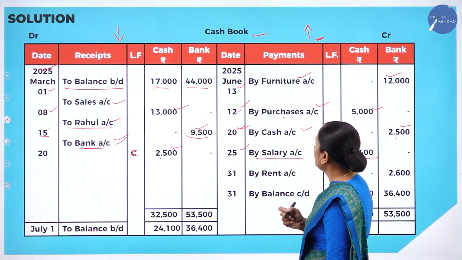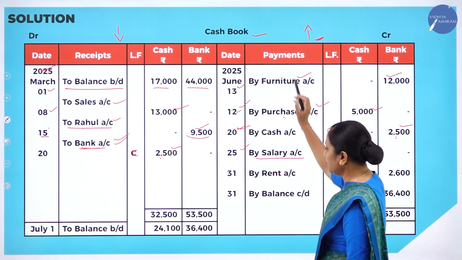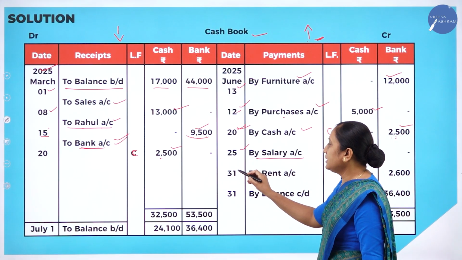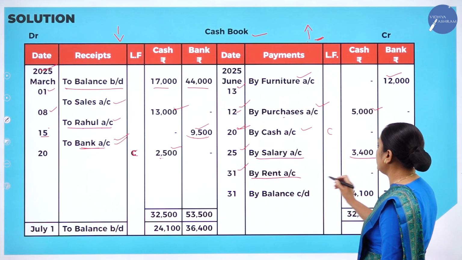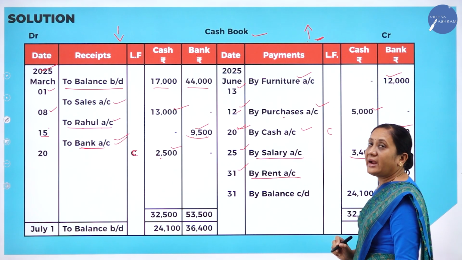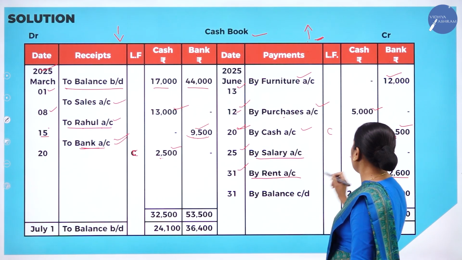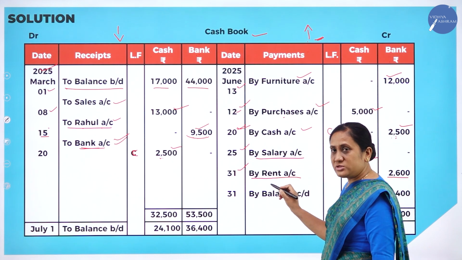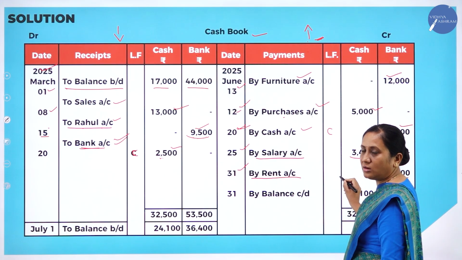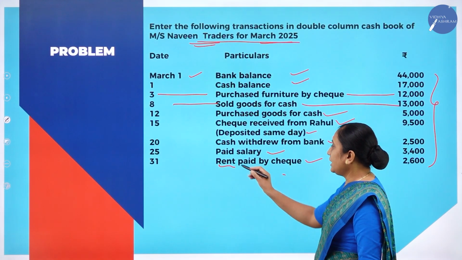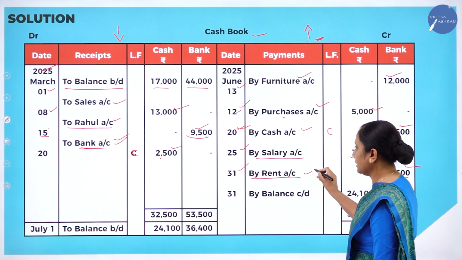Yes or no? Now see here, because there is an outflow of cash, because we are making payment towards rent, we should enter it on the credit side. Write the date in the date column and by rent account, how much we are paying rent? 2,600, and that rent is paid through check. Whenever they mention check, we should enter it in the bank column. Suppose the same rent is paid in cash, instead of here we would have written in the cash column. Since here the rent is paid by check, that is why we have entered in the bank column, rent account.